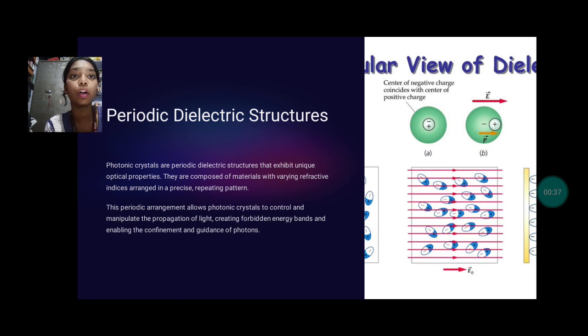optoelectronics. Periodic dielectric structures. Photonic crystals are periodic dielectric structures that exhibit unique optical properties. They are composed of materials with varying refractive indices arranged in precise repeating patterns. These periodic arrangements allow photonic crystals to control and manipulate the propagation of light, creating forbidden energy bands and enabling the confinement and guidance of photons.